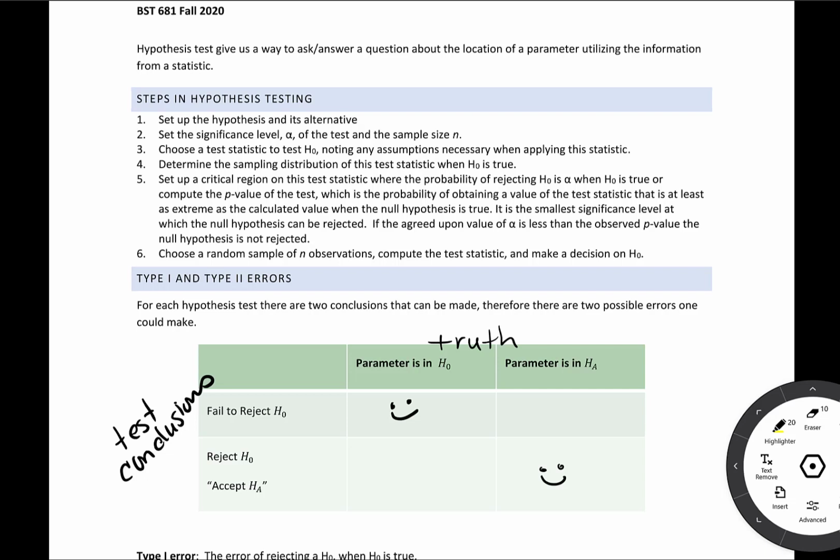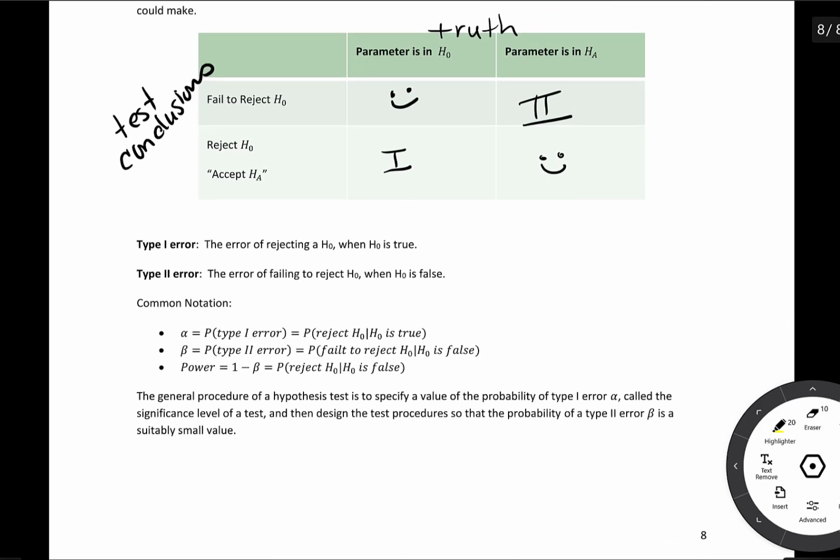But since there's no way for us to actually know what's going on in the population, there's always the possibility of error. And we always want to be transparent about that. So there are two types of errors we could make: type 1 error and type 2 error. And there's just a little bit of notation down there.